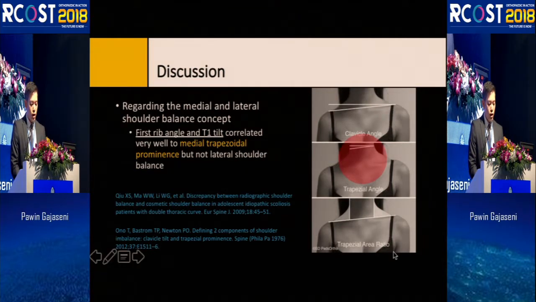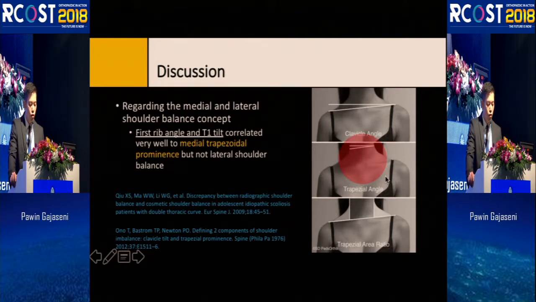The reason why our results found that the T1 tilt demonstrates a moderate to weak correlation with the shoulder height difference is that the T1 tilt and the first rib are medial parameters. But intraoperatively, these parameters might be useful in guiding the correction when we correct the proximal curve and the shoulder cannot be seen on the fluoroscopy.